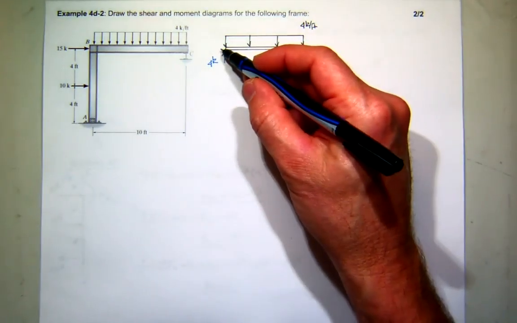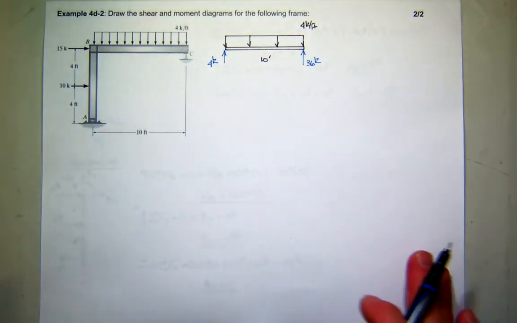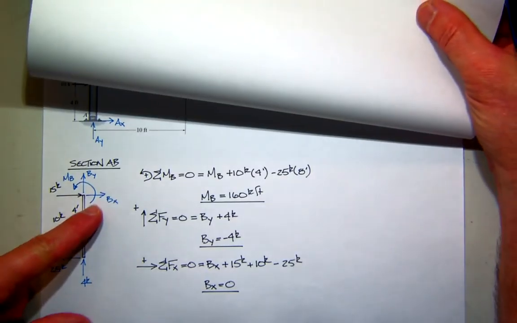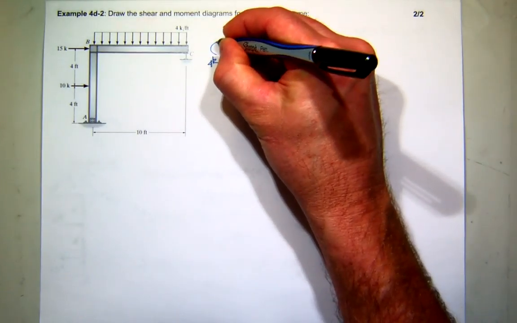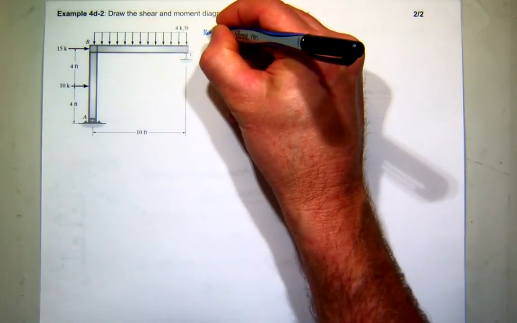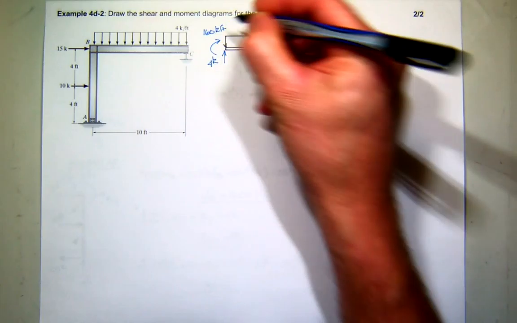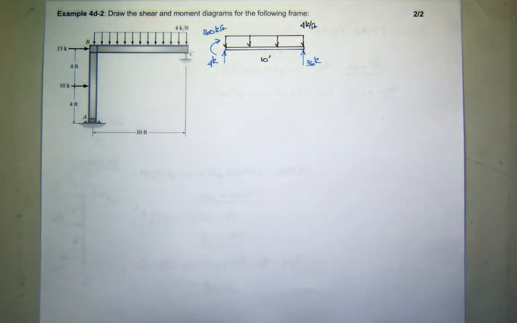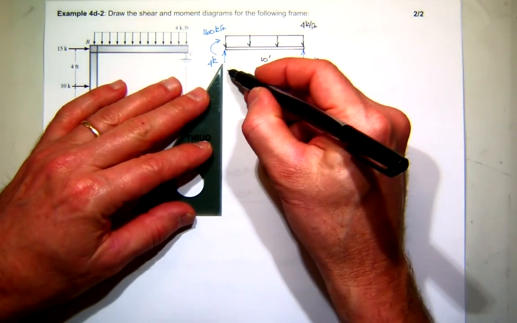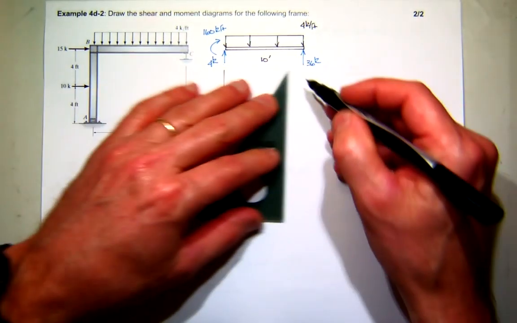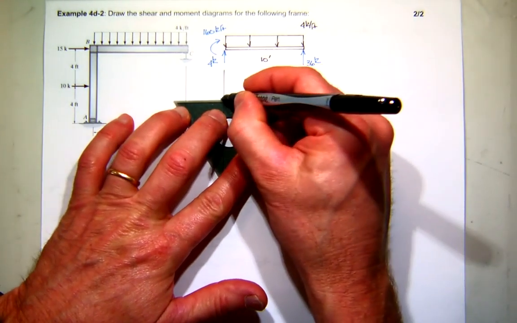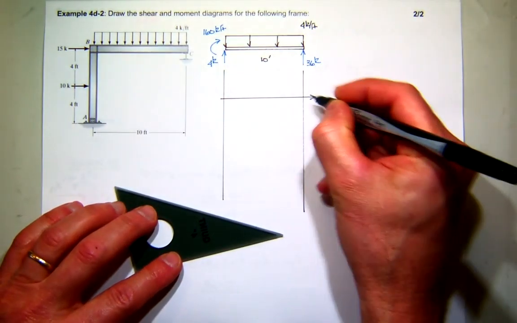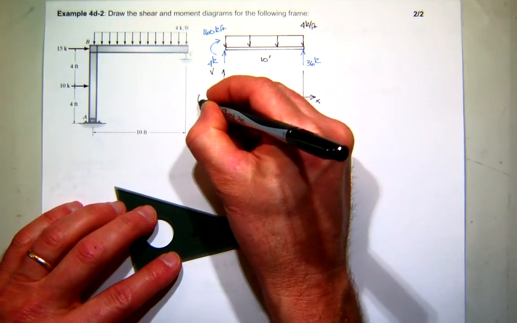C has no moment, but there's a moment at B. What did we get our moment to be from before? It was counterclockwise 160, so it's going to be clockwise 160 here. Okay? So I've just transferred all my internal forces, and now I can hopefully fairly quickly and easily draw the shear force and bending moment diagrams.